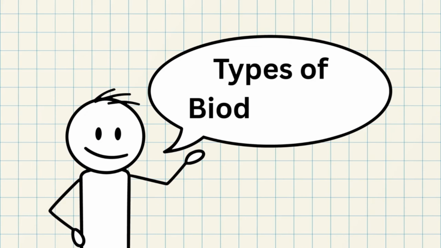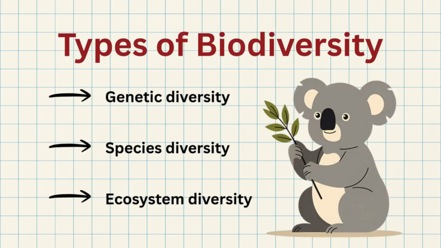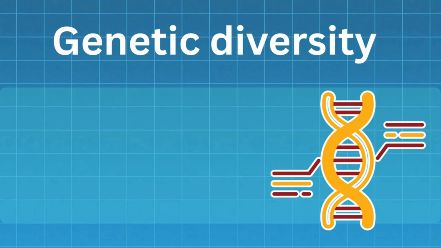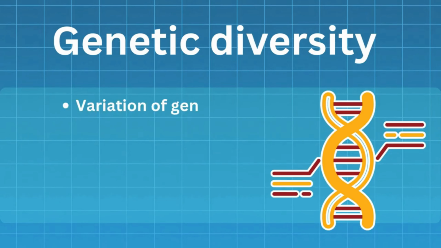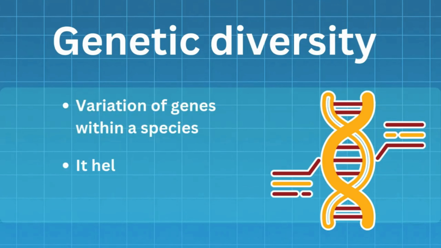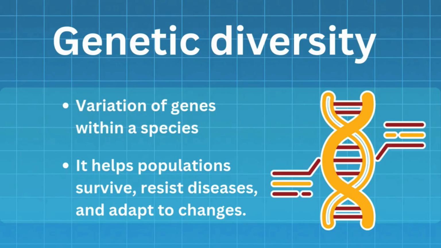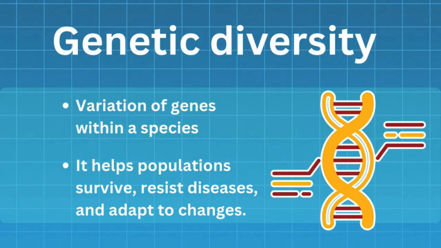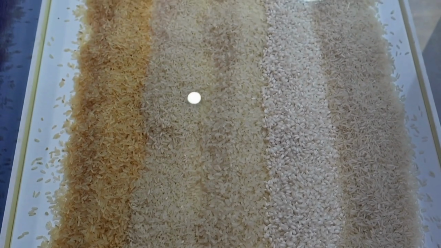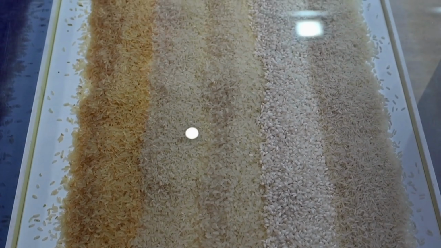Before concluding the video, let's talk about types of biodiversity. Biodiversity exists at three main levels. Genetic diversity is the variation of genes within a species. It helps populations survive, resist diseases, and adapt to changes. For example, different varieties of rice ensure global food security.